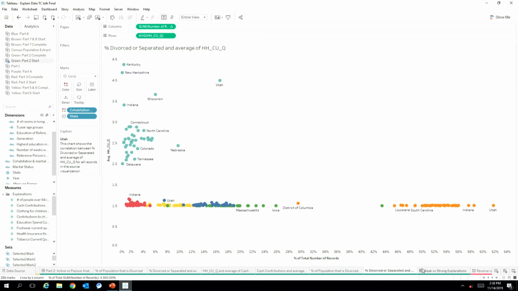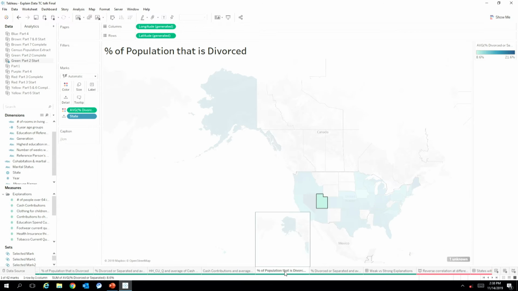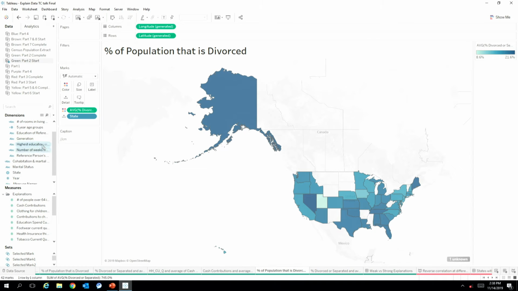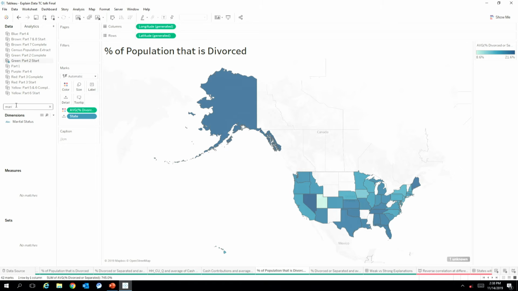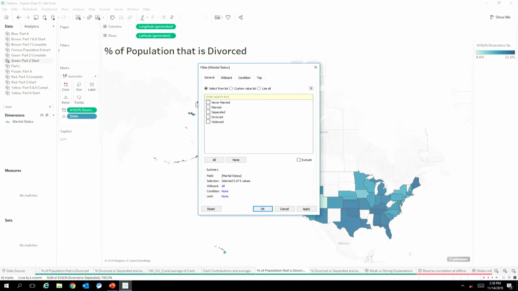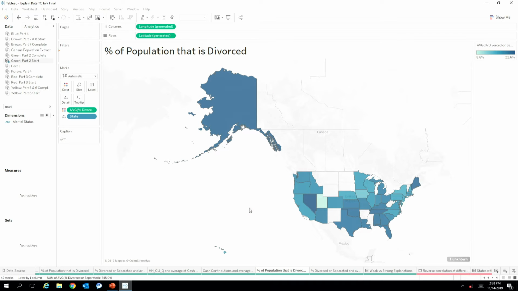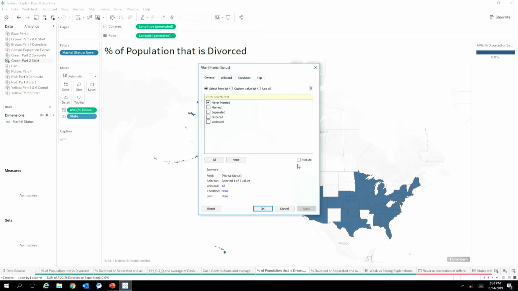Okay, so let's now, yes, we were explaining why divorce is low in Utah. And we discovered some interesting things about marital status. So what I'm going to do is exclude the never married people, as a result of having learned that they are a distinct group of people. And I meant to hit exclude rather than keep only.